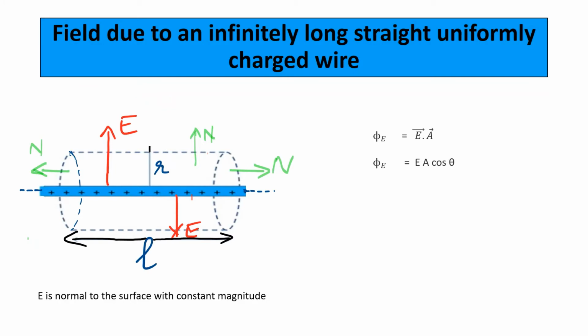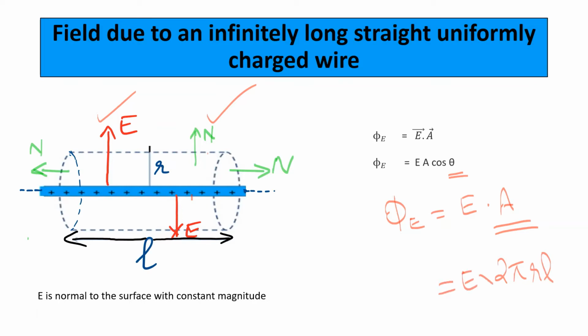For the curved surface, E and N are shown in the diagram. Therefore, theta is equal to 0, cos 0 is 1, phi is equal to E dot A. What is A, the curved surface area? A is 2 pi RL. Therefore, E multiplied with 2 pi RL will give you the electric flux through this curved surface.